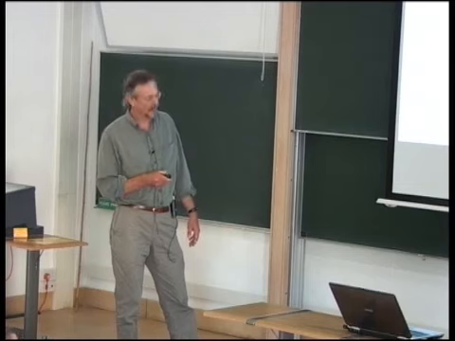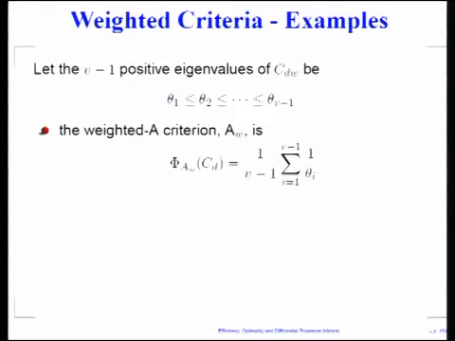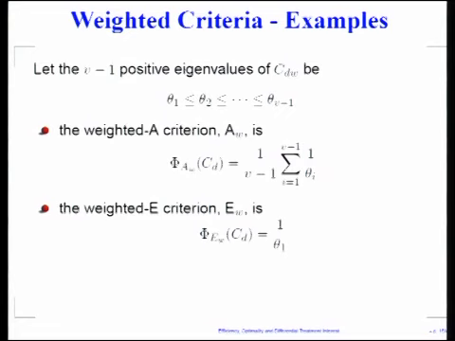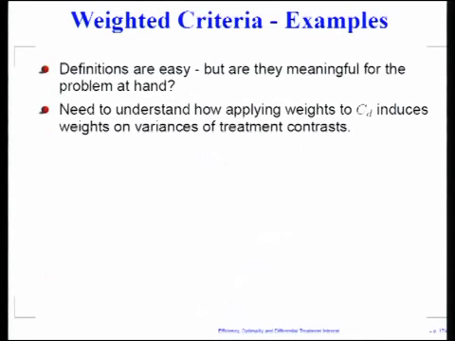Let the positive eigenvalues of the weighted information matrix be called thetas. Then, of course, we could define weighted A, right? As just the average of the inverses of the eigenvalues of the weighted matrix. We could define weighted E as 1 over the smallest positive eigenvalue of the weighted information matrix. We can define weighted D as the product of 1 over the theta i's. All right, so we can define all of these things, but definitions are easy. The question here is, are they meaningful for the problem we want to talk about?